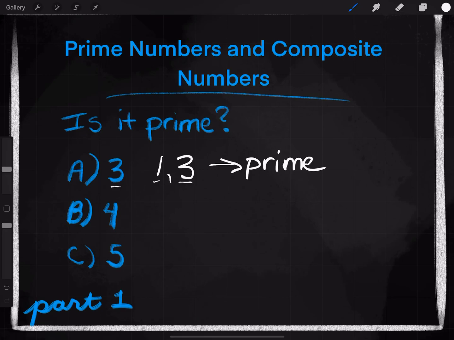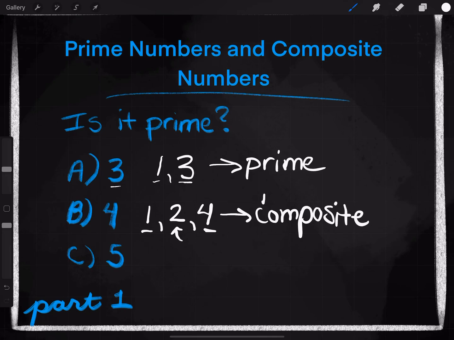All right, for 4, let's list out the factors. Pause the video, take a sec, see if you can list the factors. I hope you do, or at least try it in your head. So we have 1, we have 2, we have 4. It has 1, it has itself, but it also has another factor, so it is composite. It is not prime.